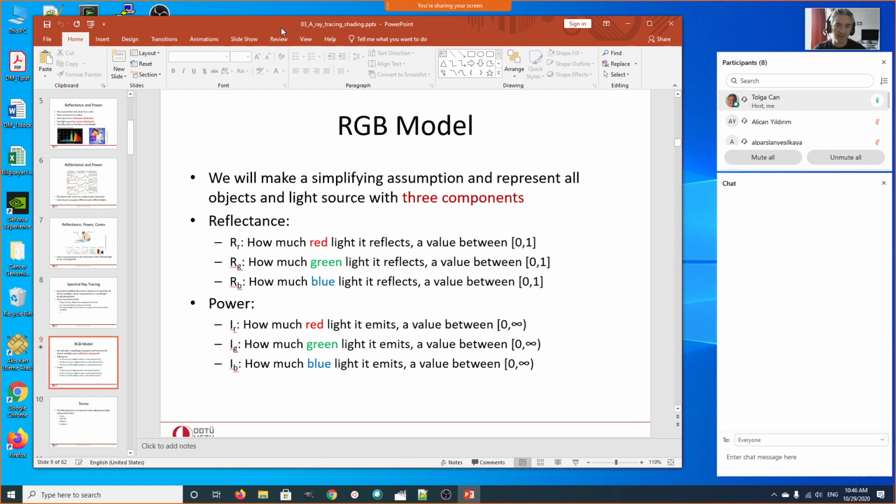Okay, and I remember the first time I implemented my own ray tracer was about 5-6 years ago when I was teaching this course. Before then I have never implemented ray tracing before, and while I was implementing the reflection part, that was the most difficult part for me.